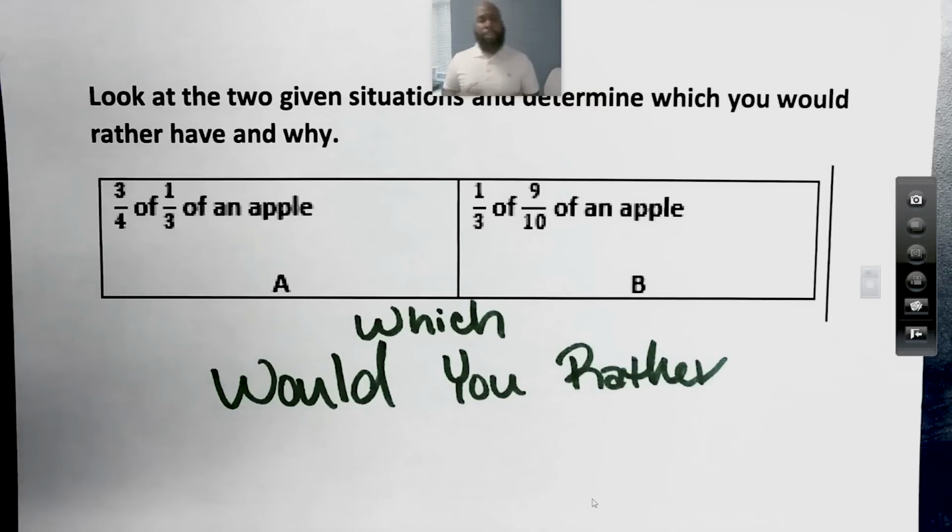Which would you rather? Students, look at the two given situations and determine which would you rather have and why. The first situation: 3/4 of 1/3 of an apple, or 1/3 of 9/10 of an apple. Again, I want you to figure out which one would you rather have and why.